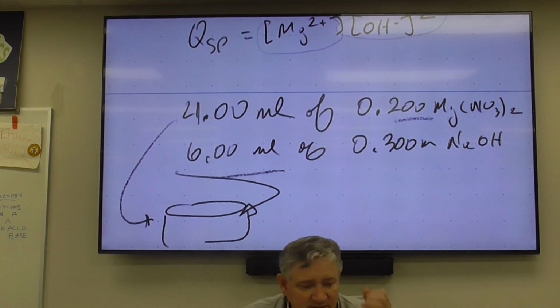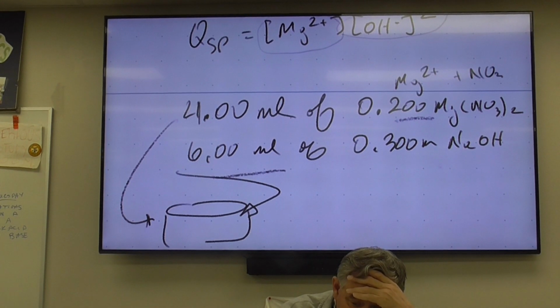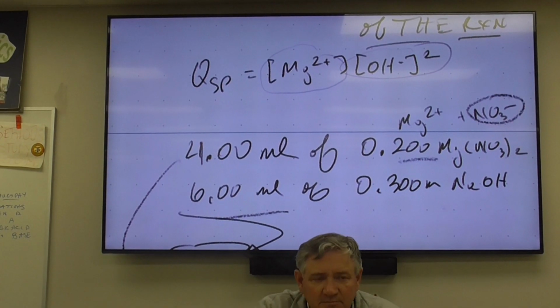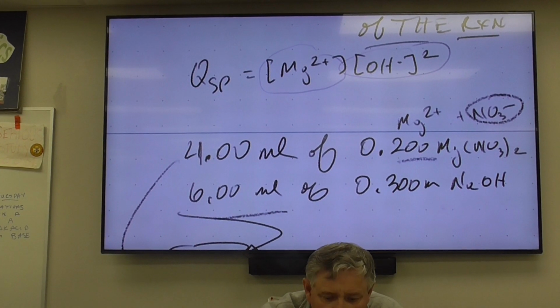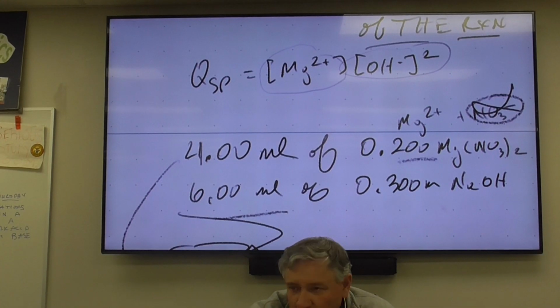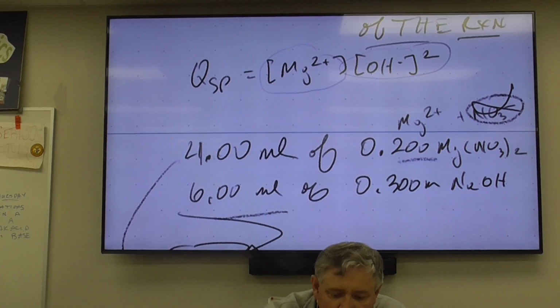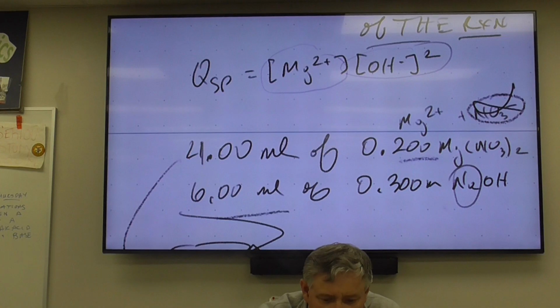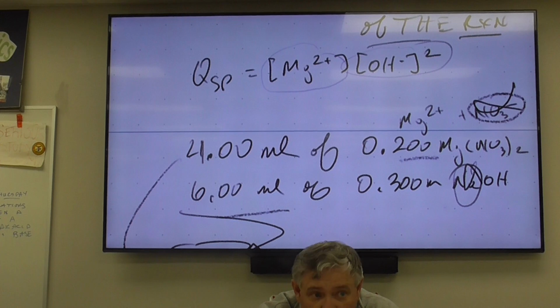So here's the easiest thing to do. This is technically going to exist as magnesium ions and nitrate ions. If I'm going to calculate QSP, do I worry about the concentration of my nitrate ions? No, not part of the story. Are they there? Yes. Do I worry about them? No. Do I worry about the concentration of my sodium ions? Nope. Are they there? Yep. Do I care? No.